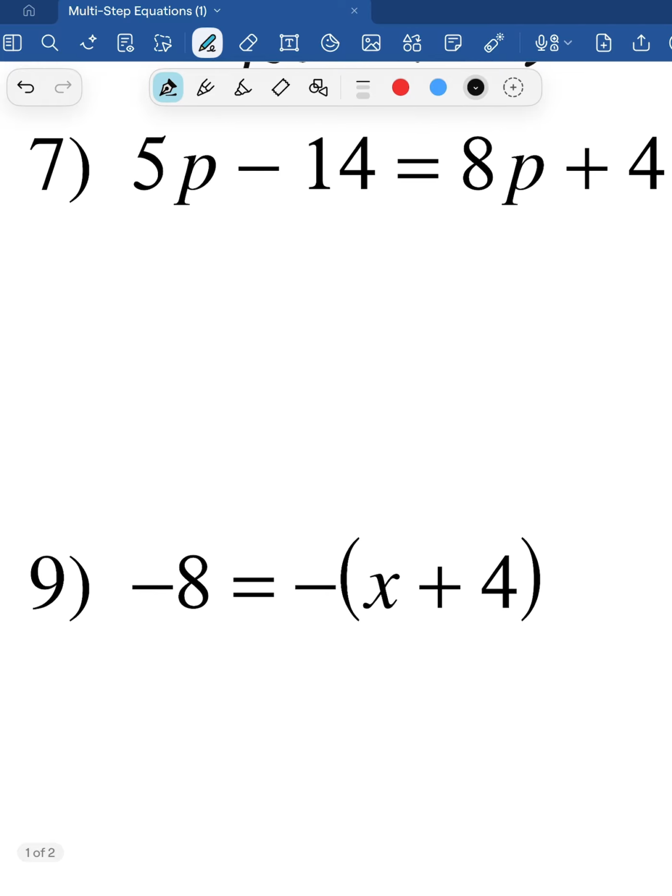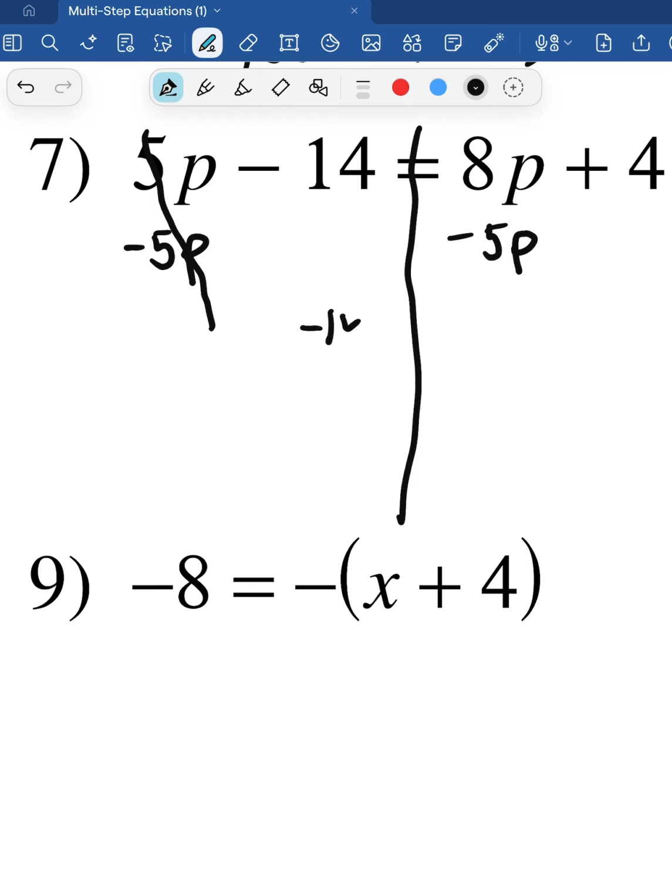So in this case, once again, we have variables on both sides of the equation. This time, I'm going to choose to subtract 5p from both sides. Why am I choosing to subtract 5p from both sides rather than subtracting 8p from both sides? Either one would work. I just like to do it in a way that results in a positive value. So our 5p and negative 5p cancel each other out. That leaves us with negative 14 on the left. Now we have 8p minus 5p, which is 3p plus 4.